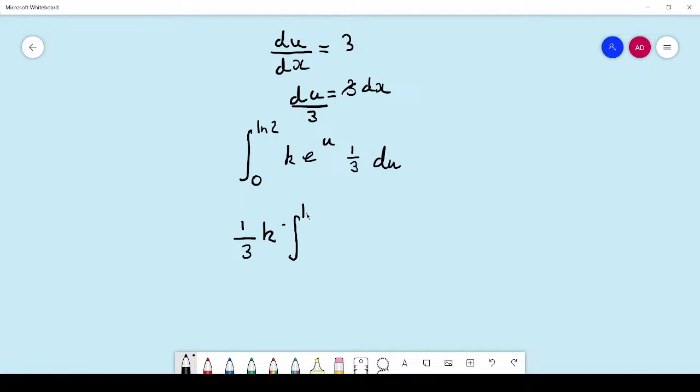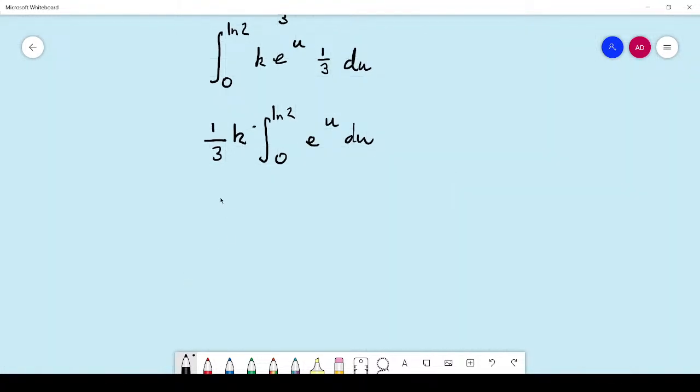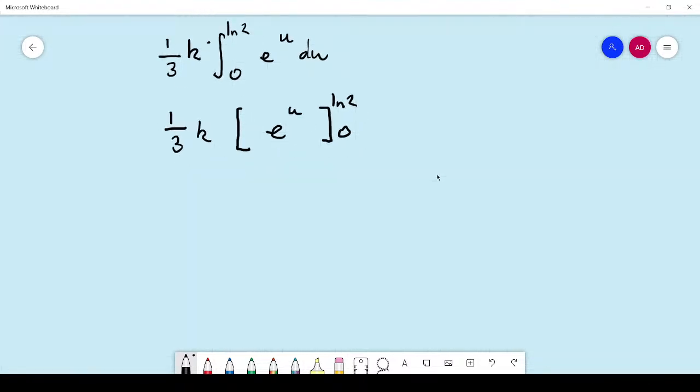So the integral between 0 and ln 2 of e^u du. Right. And now this should be a pretty straightforward integral to perform. We've made our lives a little bit easier by taking some things out the front and using u substitution. So any integral of e to the u is just going to be e to the u again. Right, so e^u between ln 2 and 0. Right, so that's really straightforward. 1/3 k.